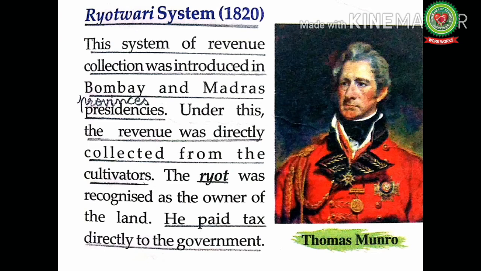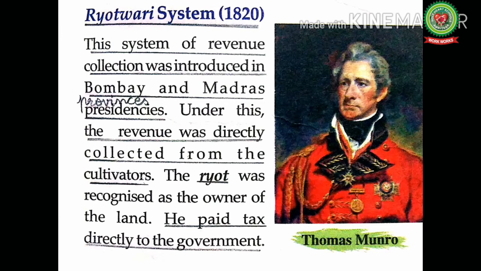Rayotwari system. This system of revenue collection was introduced in Bombay and Madras presidencies. Presidencies means provinces. Under this, the revenue was directly collected from the cultivators. Cultivators means the farmers. The Rayot was recognized as the owner of the land. He paid tax directly to the government. But actually, the Rayotwari system was started by Alexander Read in some of the areas that were taken over by the company after wars with Tipu Sultan in the south.